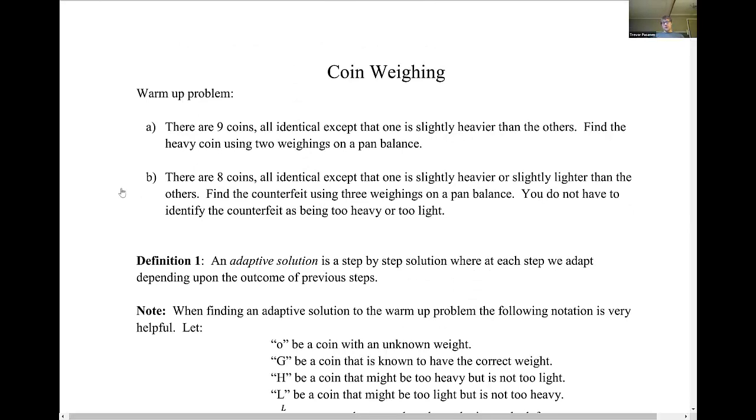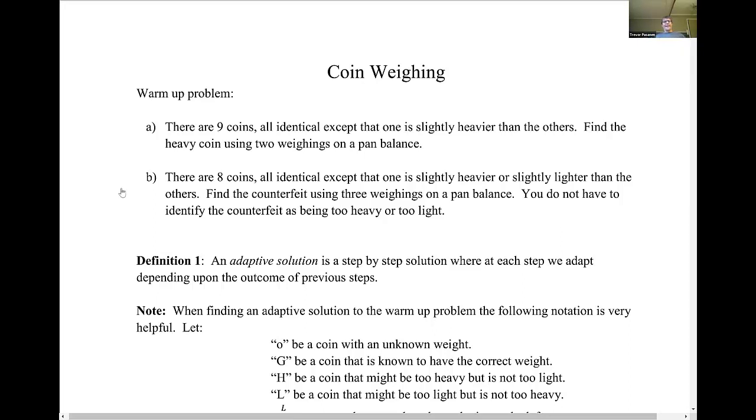So for the coin weighing problem, there are 9 coins. They're all identical, except one is slightly heavier than the others. Our first objective is to try to find that counterfeit coin, the one that's slightly heavier, in 2 weighings on a pan balance. So what is a pan balance? A pan balance is something that either tips to the left or tips to the right, or it could stay balanced with the 2 pans. So if you put an equal amount of weight, then it stays the same. If one side is heavier, it tips to that side.